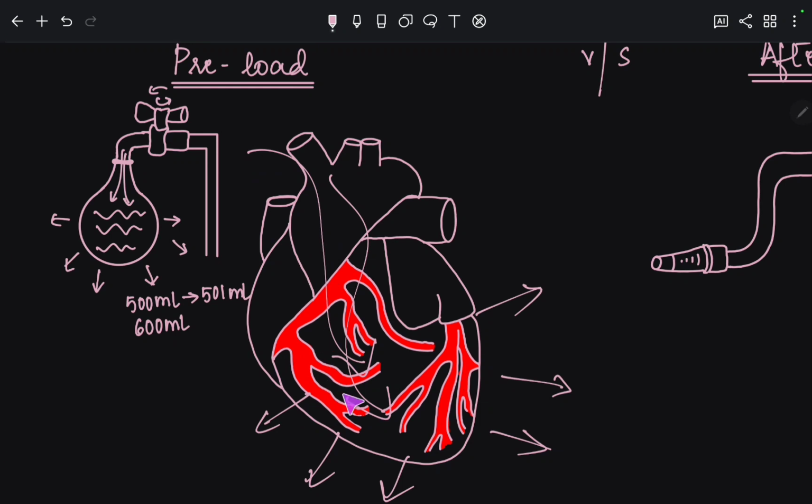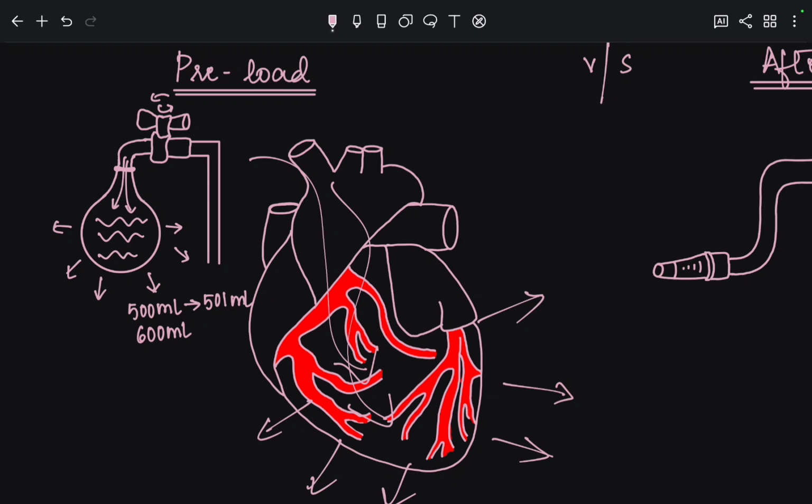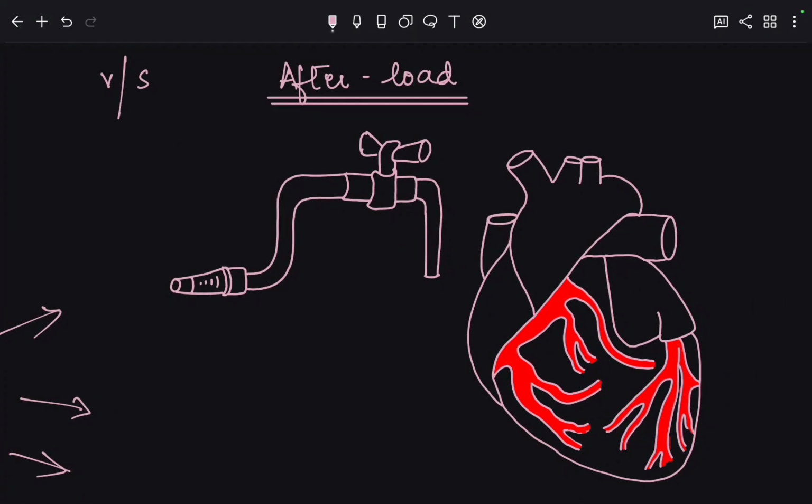So the flow of blood into the heart results in the stretch of the heart muscle. And this stretch of the heart is known as preload. I hope the concept of preload was clear. Let's understand afterload and compare the two. Let's understand afterload with the help of an analogy again.